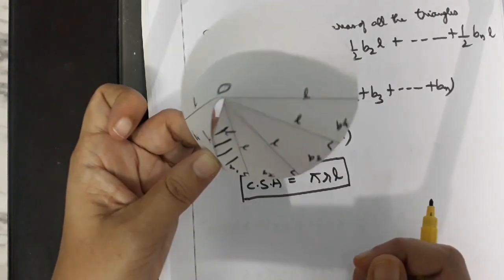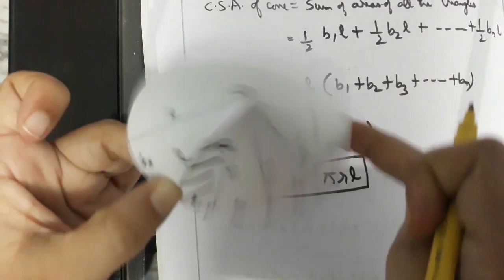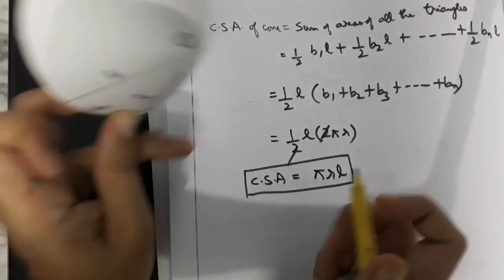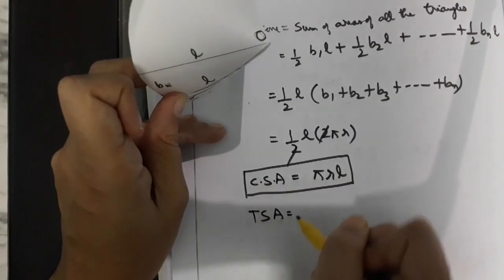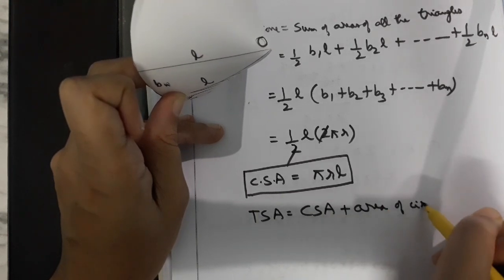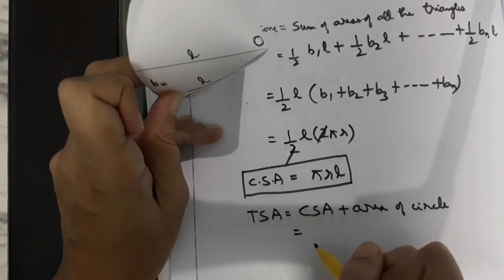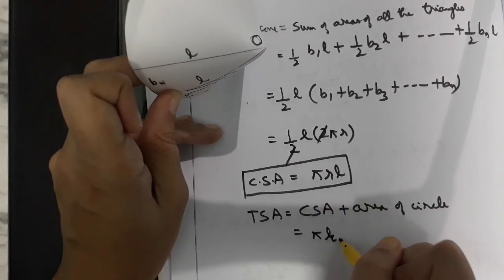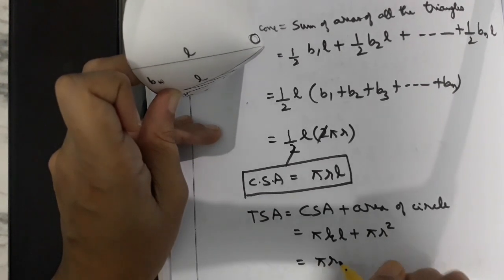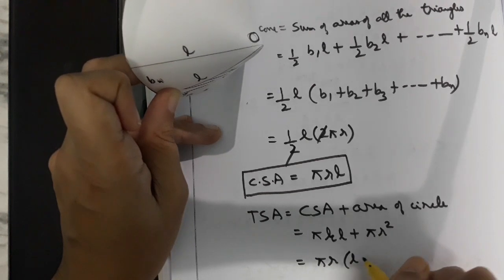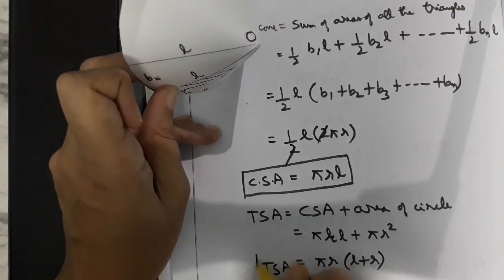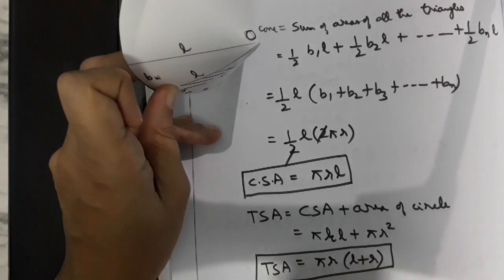This is the curved surface area of the cone. And the total surface area of the cone would be the curved surface area plus the area of the base. And the base you can see is a circle. So the total surface area is curved surface area plus the area of circle. And we have just now calculated curved surface area is pi r L plus area of circle is pi r square. So we can take out pi r common. So this comes out to be pi r into L plus r. This is the total surface area of the cone.